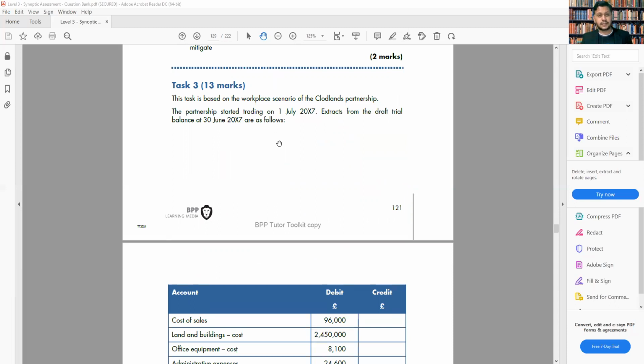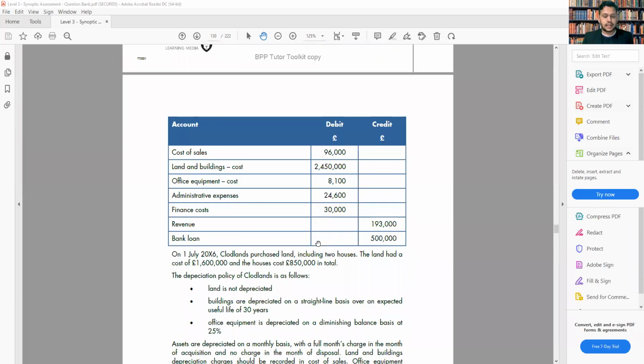So we started our business on 1st of July 2017, and we have some opening balances as of 30th of June 2017. That means this is the balance from the trial balance, the opening balance, because the business started from 1st of July 2017. Let's have a look at what we have.